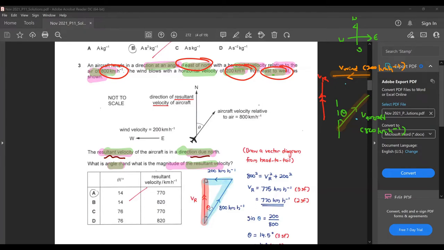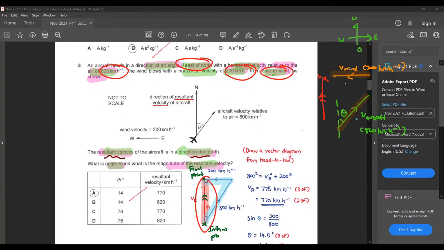The gap is your resultant velocity. And the direction from your initial point to final point is the direction of your resultant velocity. If this is my initial point, and this one is my final point, I know then my resultant must be going like this. So draw your vectors from head to tail. Make sure that the resultant gives you something that looks like this.